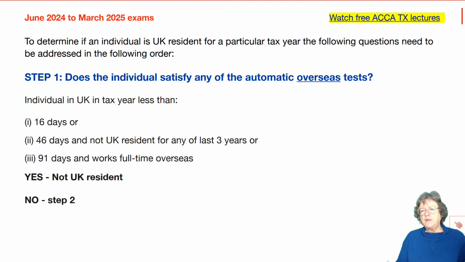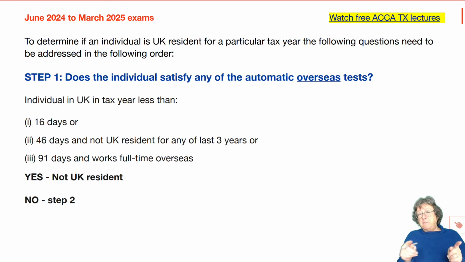So these things might be, 16 days might be somebody that comes to the UK to perform a certain task, maybe to a concert, or I don't know, they're here for a short time. They're not classed as resident. They fulfil the automatic overseas test. Therefore, they're not resident in the UK and don't have to pay any UK tax, except if they've earned any UK income in those 16 days.